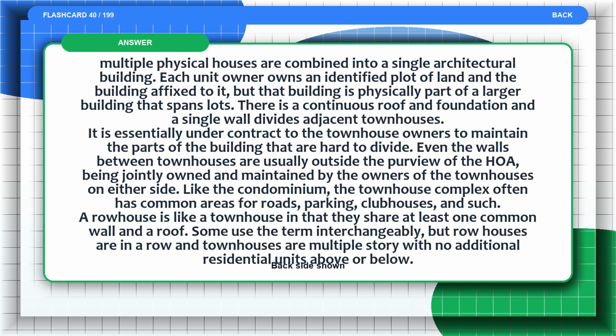Like the condominium, the townhouse complex often has common areas for roads, parking, clubhouses, and such. A row house is like a townhouse in that they share at least one common wall and a roof. Some use the term interchangeably, but row houses are in a row and townhouses are multiple story with no additional residential units above or below.